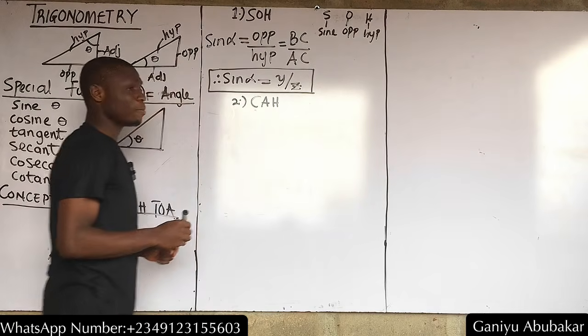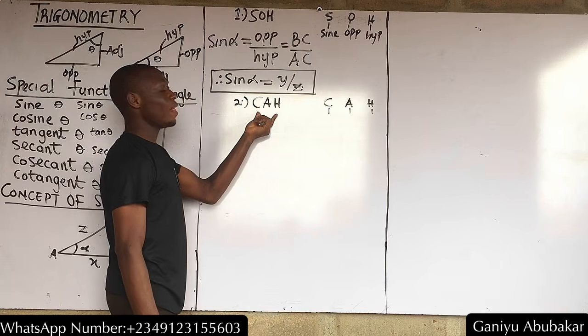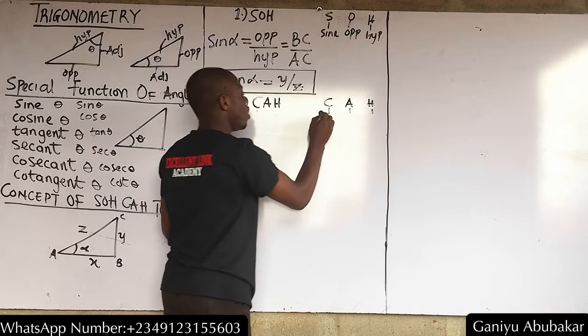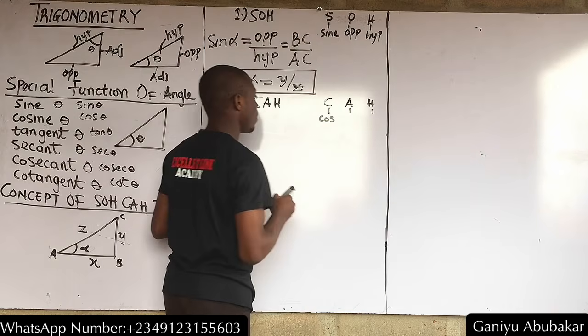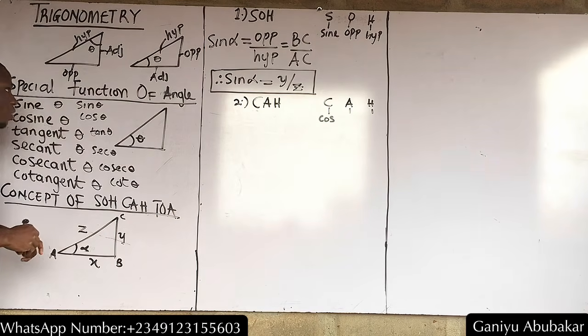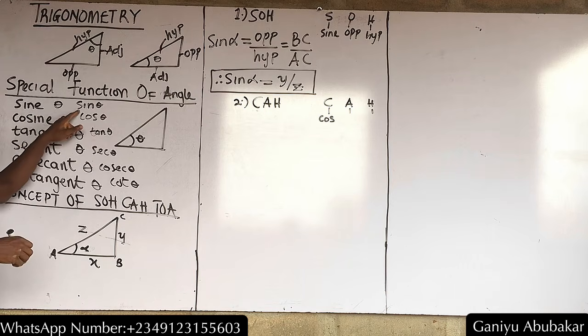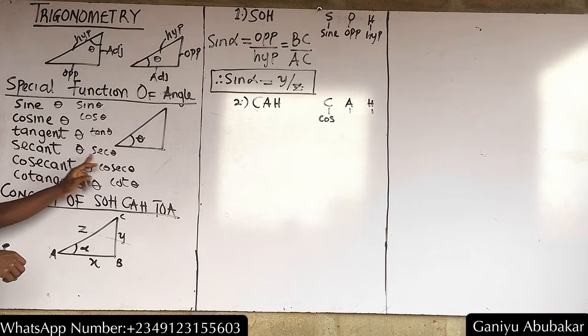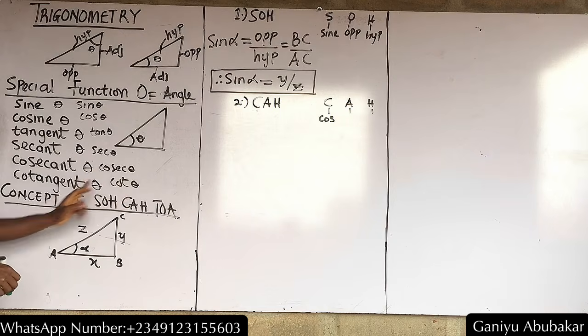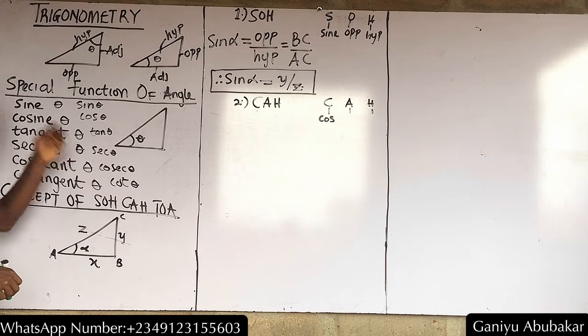Let's discuss the concept of CAH. For considering CAH, this C here signifies cos. So at this point here, the short form of writing sine theta becomes sin. So these are the short forms of writing this stuff here. Cosine is cos, tangent is tan, secant is sec, cosecant is cosec, cotangent is cot. Right?